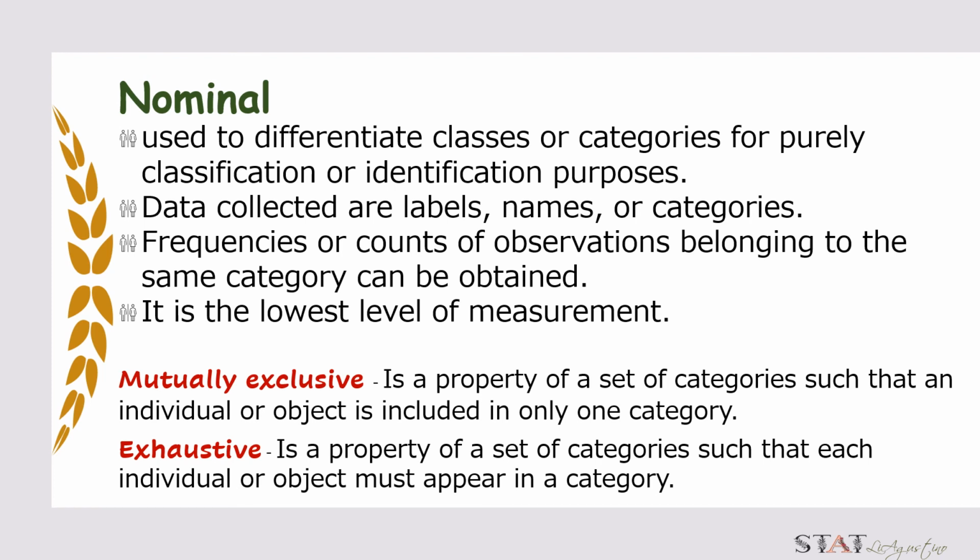Okay, and then exhaustive is a property of a set of categories such that each individual or object must appear in a category. So you will know I must be in at least, and in only, one category, mutually exclusive and exhaustive.